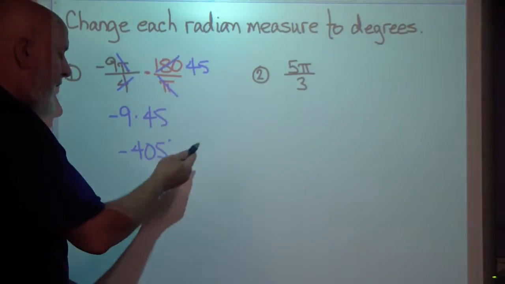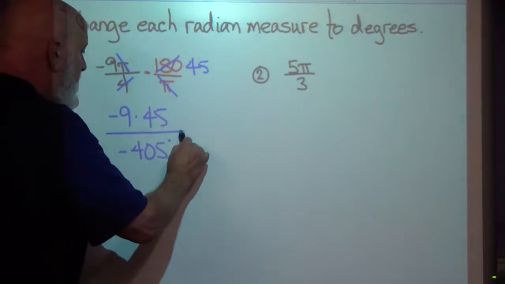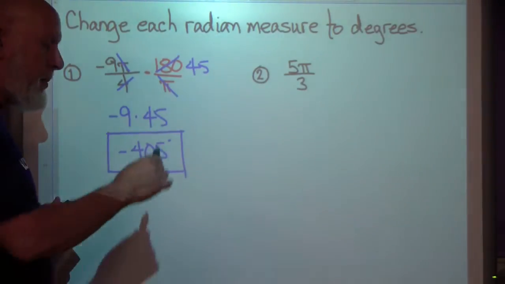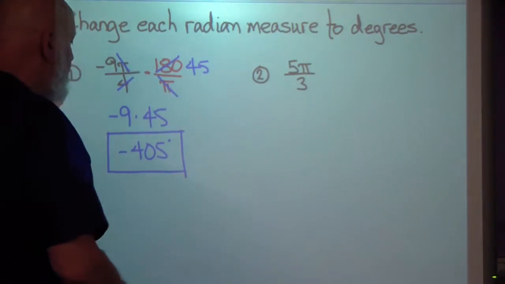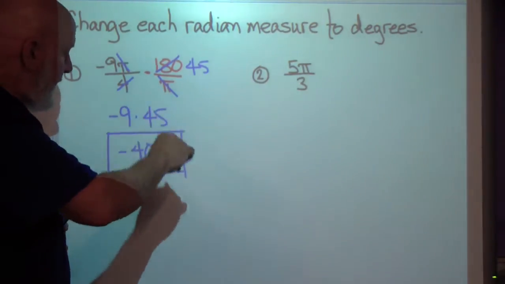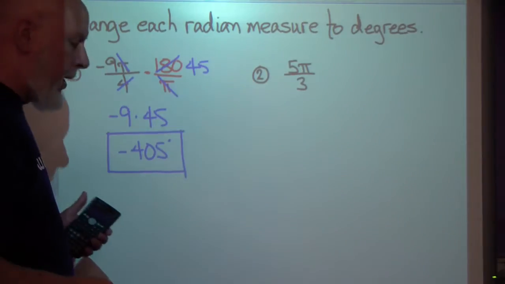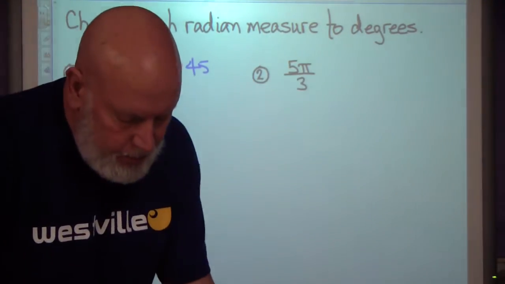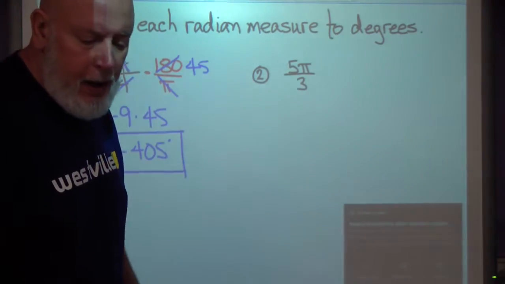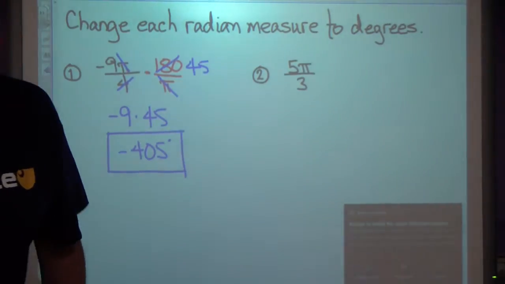And that will be negative. That indicates the direction of rotation. If we're drawing the angle in standard form where the positive x-axis is the initial side, the terminal side will be negative 405 degrees. So let's see if I got that right. Negative 405, yay! It's early in the morning and I'm off to a good start.